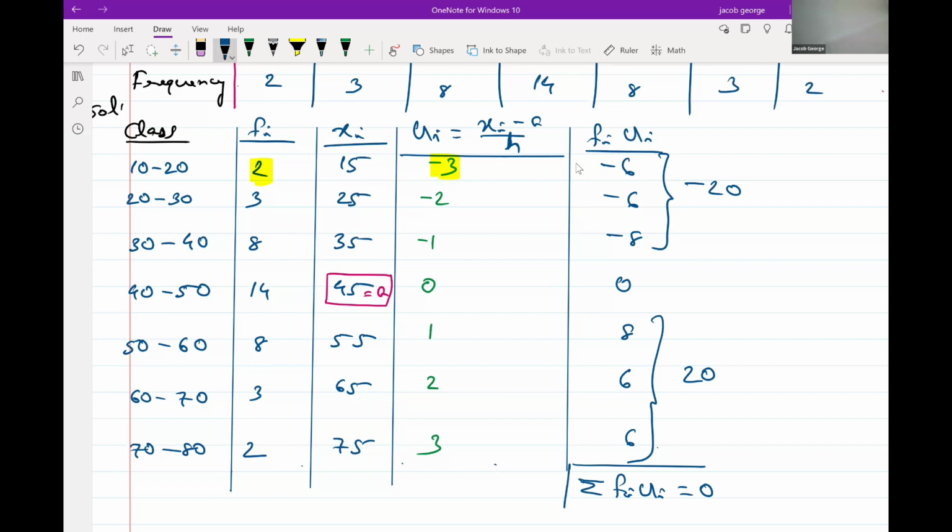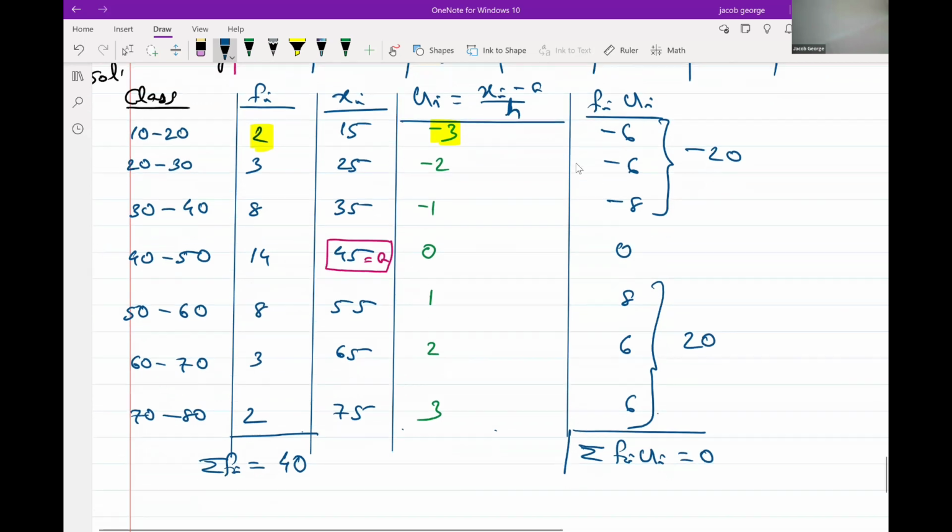Then we write sigma Fi. Please write sigma Fi. Yes, sigma Fi is 40. Now we calculate x bar. After calculating x bar, we have to write 2 more columns: modulus Xi minus x bar, and Fi into modulus Xi minus x bar. Did you complete till here?